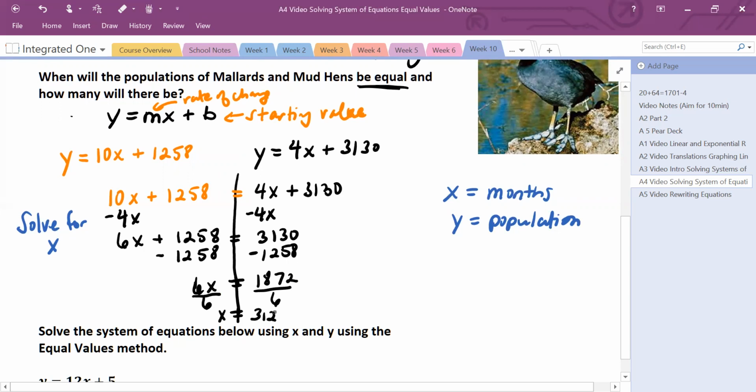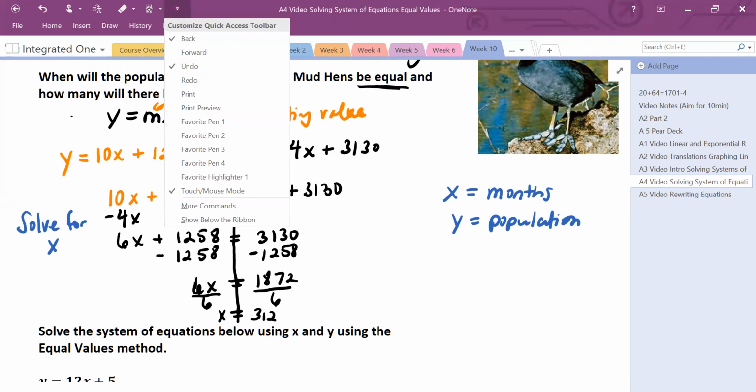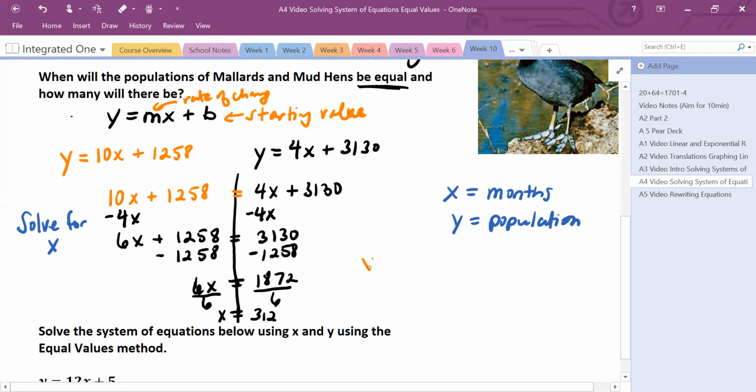So what's that 312 mean? It's my months. So now if I want to know how many there will be, I just need to take that 312 and put it back in either the mallard or the mud hen equation. Does it matter which equation I put it in? No. Either one will give me the same population. So let's go ahead and do that now. We'll go ahead and put it into the mallards since they have a different color.